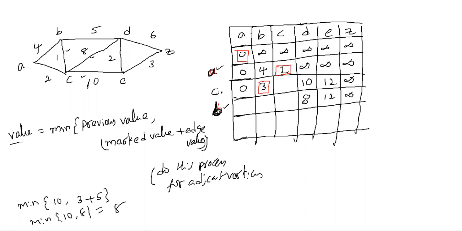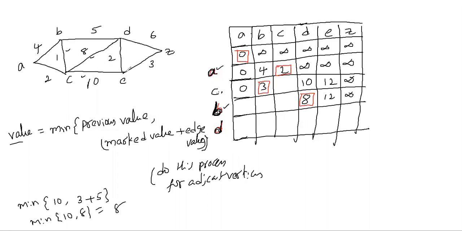Okay. So now what is the least among 8, 12, infinity? 8. So now mark this 8. Which vertex is this one? D. Write that D here.